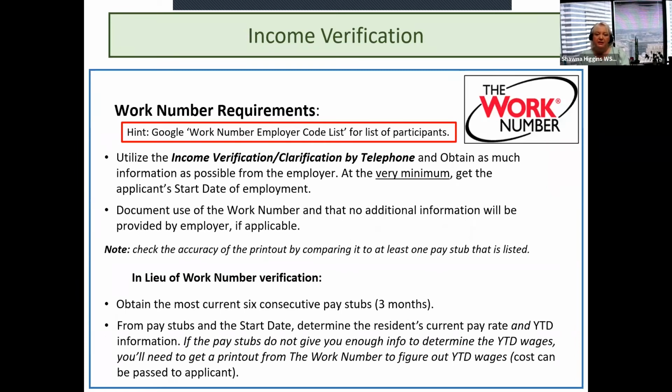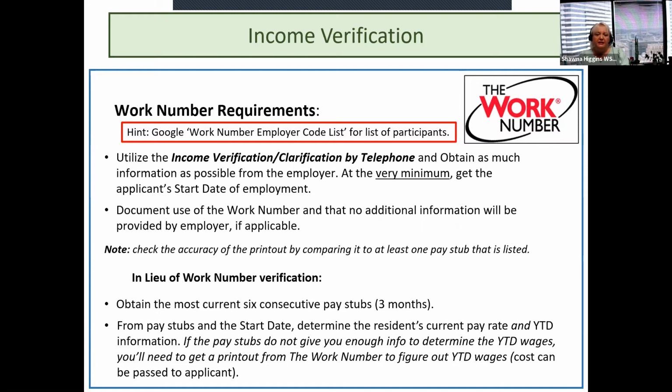And from the pay stub and the start date, you can determine the resident's current pay rate and the year-to-date information. If the pay stub does not give you enough information to determine the year-to-date wages, you'll need to get a printout from The Work Number to figure out the year-to-date wages. And the cost can be passed down to the applicant.